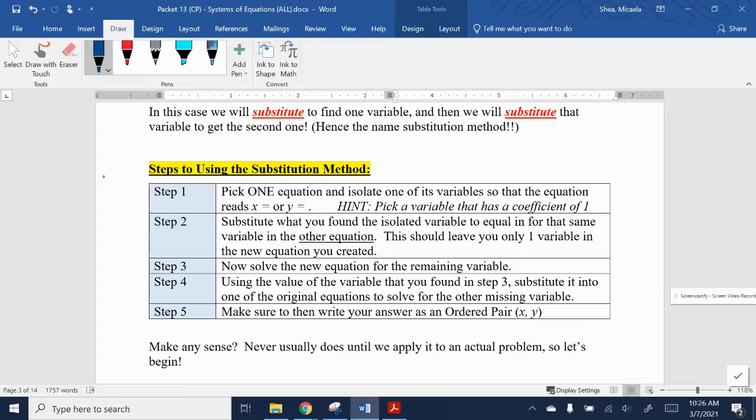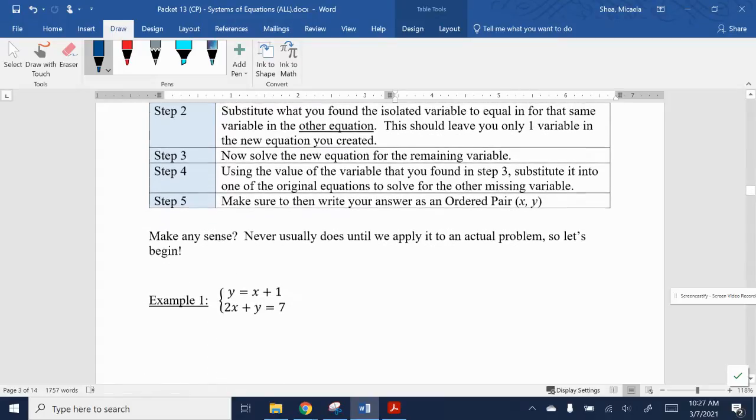First, we're going to pick one equation and isolate one of its variables so that the equation reads either x equals or y equals. I believe I have almost all of our equations set up so that there is already one isolated. Step 2, substitute what you found the isolated variable to equal in for the same variable in the other equation. This should leave you only one variable in the new equation you created. Now we're going to solve the new equation for the remaining variable. And then once you know the value of that variable you found in step 3, you're going to substitute it back into the original equations to solve for the other missing variable. Then we always write our answer as an ordered pair because we're looking for that solution.